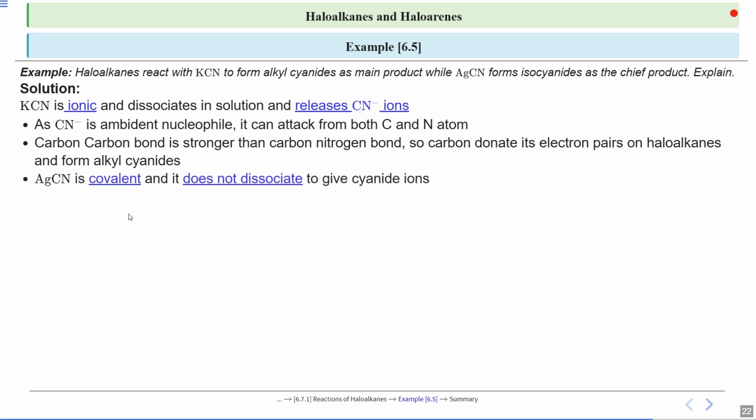Now, silver cyanide is a covalent compound, formed by sharing of electrons. So it does not dissociate to give cyanide ions in the solution, right?